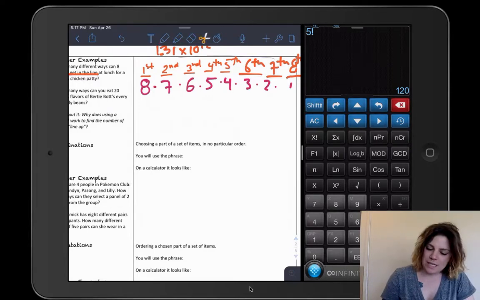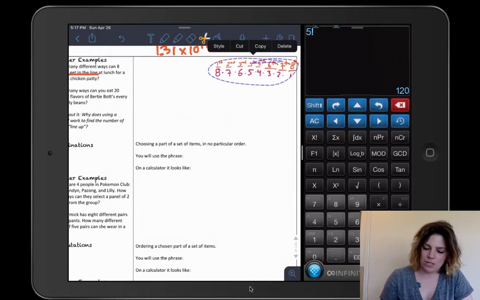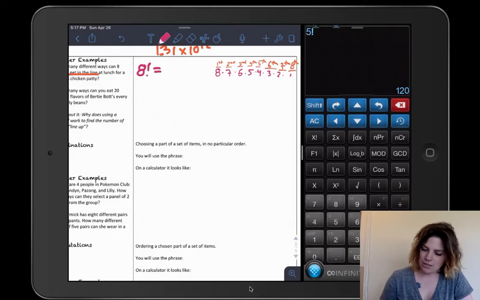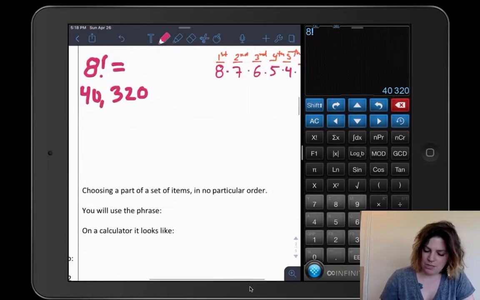So let's get this out of the way here, and we will just do it the easy way. We will just say this is 8 factorial, and then your calculator does it for you. Delete the 5, put an 8 in, and I get there are 40,320 ways that you can line up for lunch.